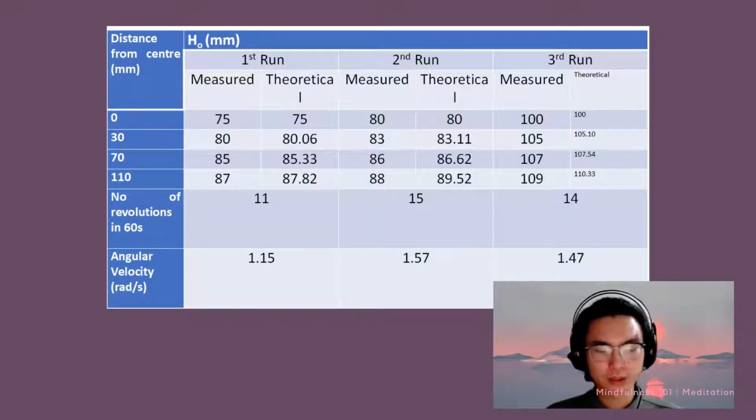So for these next two slides, they show the results and the graphs that we obtained from the calculation of the forced vortex for the first run, second run, and the third run.